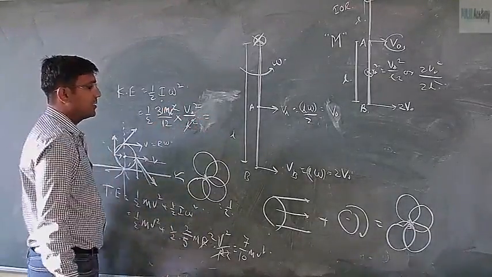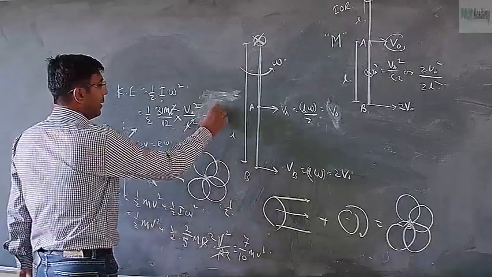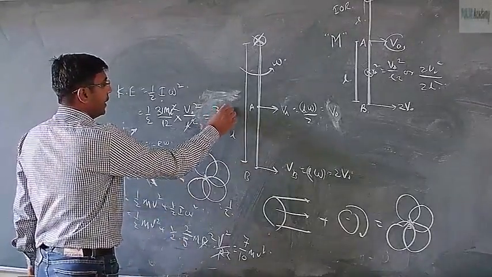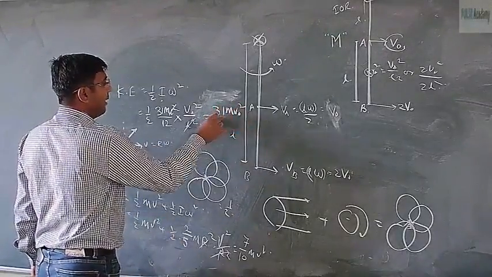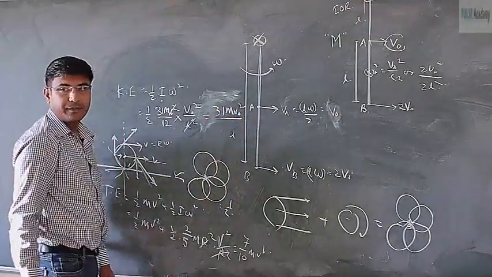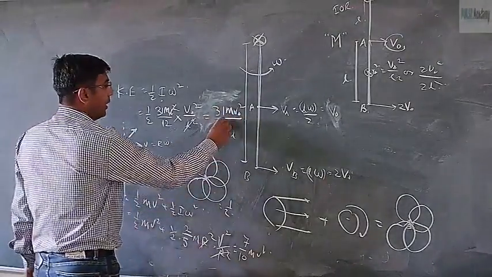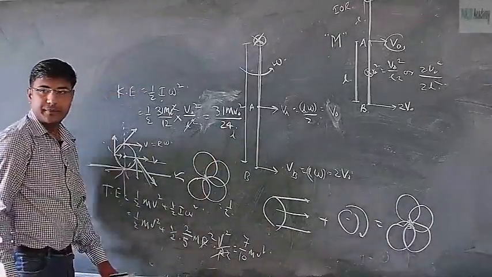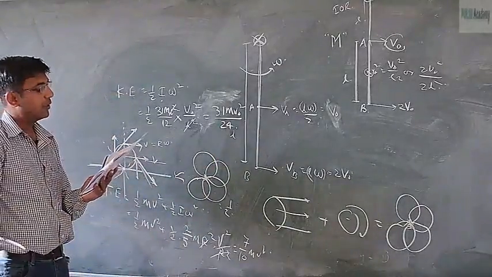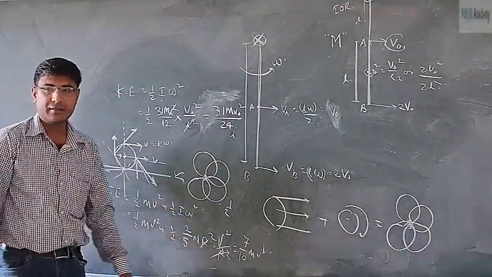So how much will be the answer? 31 m v0 square by 24. Okay? So what is the answer for that question? Same, correct. That is the correct answer.